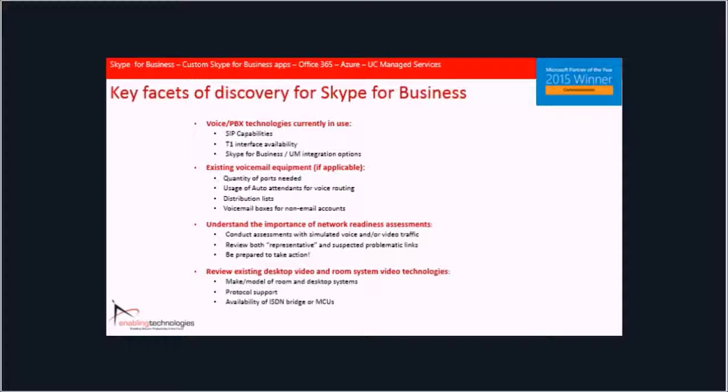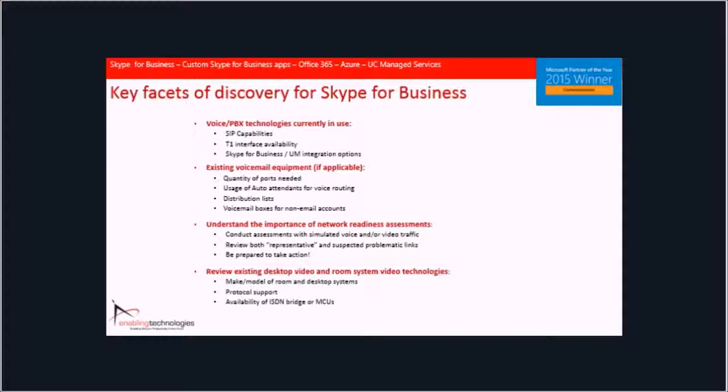It's tenfold more complicated, though, if you start the migration and then try and work backwards and figure out what this voice integration story looks like. So make sure you're performing this discovery as part of your pre-migration experience. Next section, there's understand your existing voicemail. Right? Take a look at what you have.